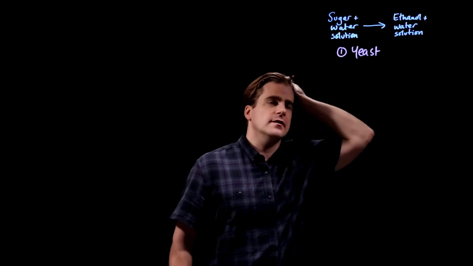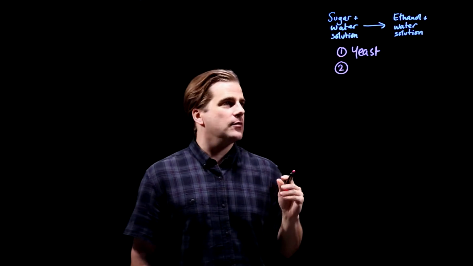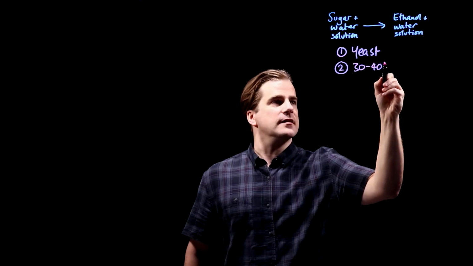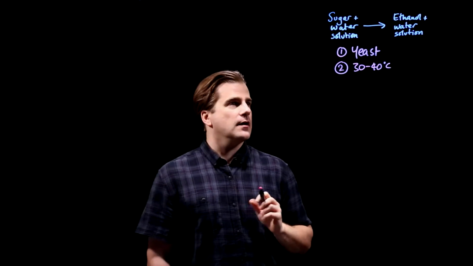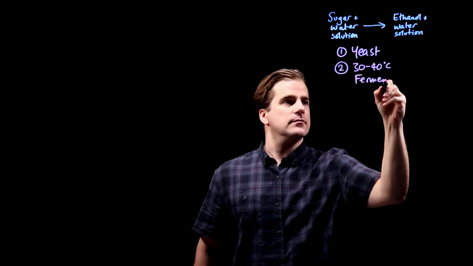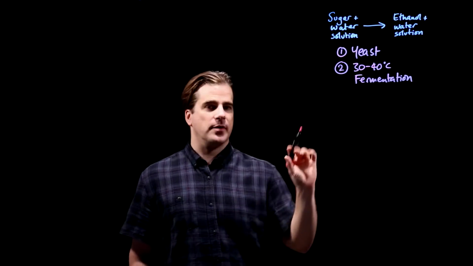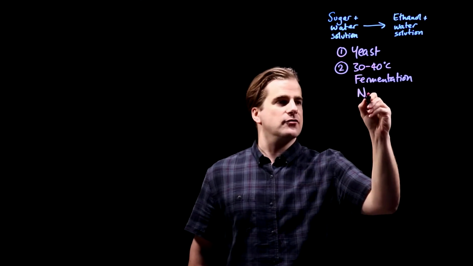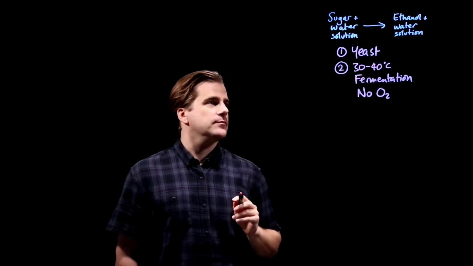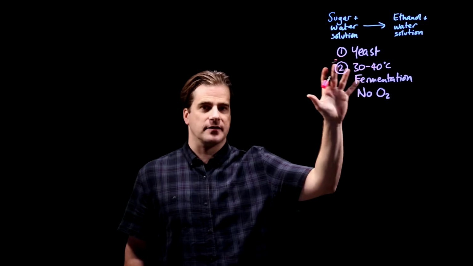Well, this is done firstly by using a yeast catalyst. And the second way this is done, well, mention the temperature, okay, say it's about 30 to 40 degrees C. This is fermentation, so get that down on the page. And an important part of fermentation is that you restrict the oxygen. This fermentation works because the yeast doesn't have access to oxygen.